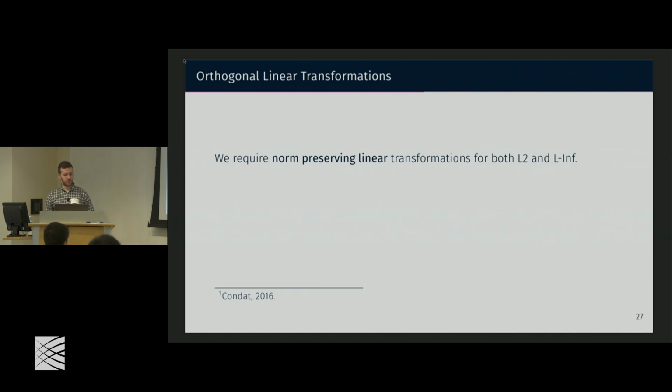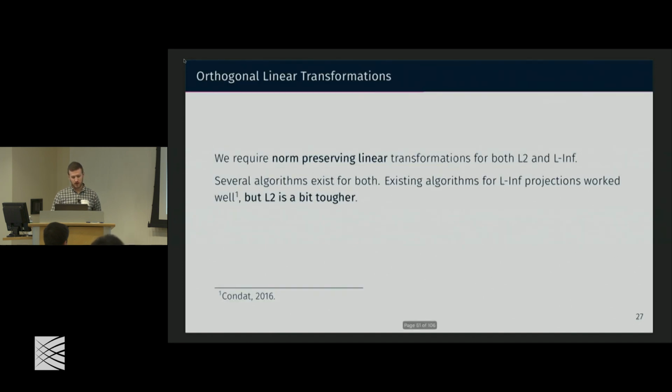So as Jem pointed out, we require norm-preserving linear transformations for both L2 and L-infinity norm. Several algorithms exist for both of these. It turns out that existing algorithms for L-infinity projections work well in our setting without much additional work, so I'm not going to spend too much time speaking about those. But there was a paper that was very helpful for us by Condat in 2016, where he wrote down some nice differentiable algorithms to do this. I won't speak about those too much, but it's a nice read if you are interested.